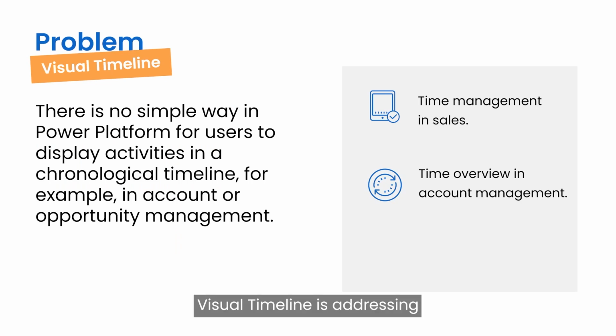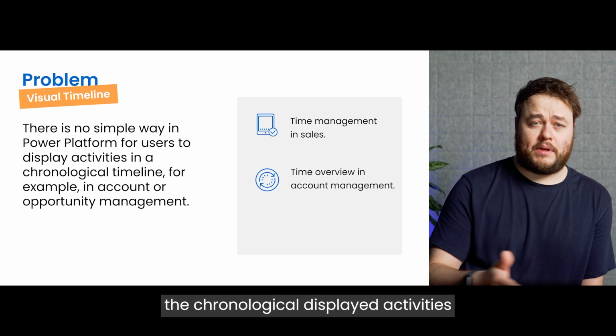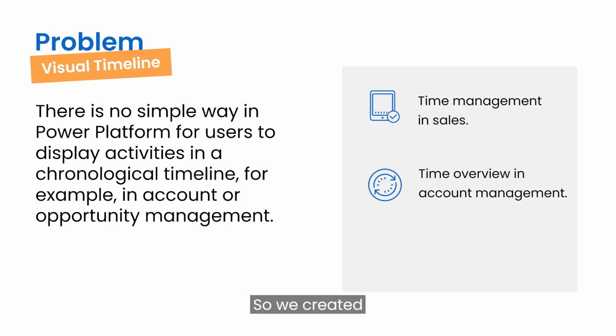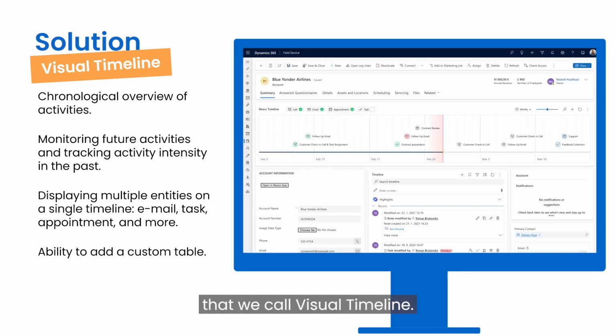The second component I will speak about is visual timeline. Visual timeline is addressing the problem that there is no simple way in the Power Platform how you can display various activities that are connected with a particular record, for example, account, or it can be opportunity, or it can be user, when you would like to see the chronological displayed activities through the history to the future. So we created the component that we call visual timeline. It looks like this. It shows you the current day.